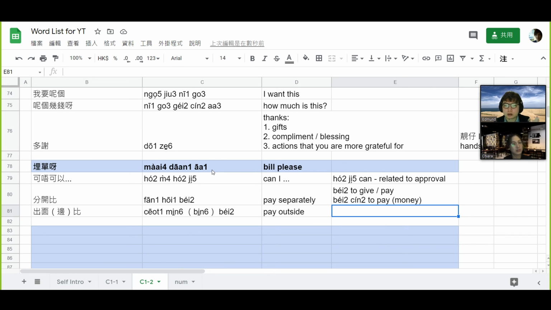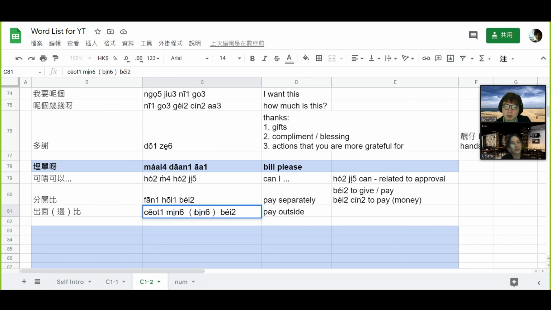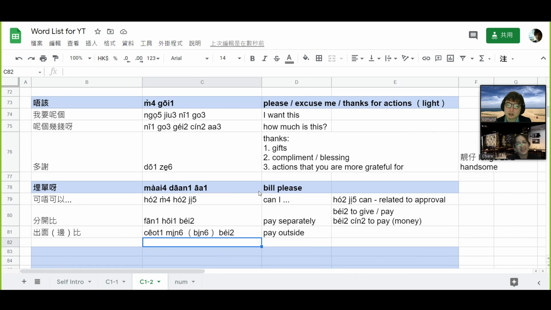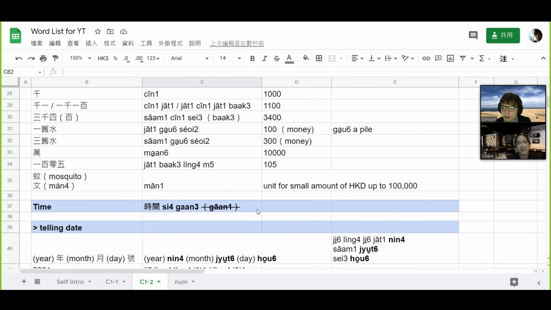Sometimes when you say 埋單啦 but they actually gave you the bill already, some of the restaurants don't collect your money at your table, so they will say 出面俾. 出面 is outside, so pay outside, something like that. And the 面, some people pronounce it as 出邊俾, like that. Okay, so I think this is all for today. Do you have any questions?